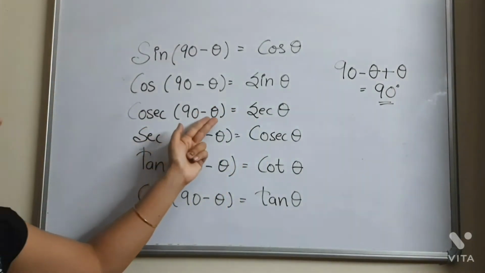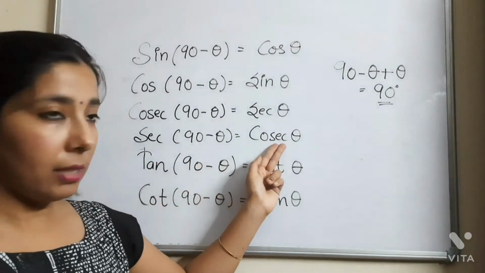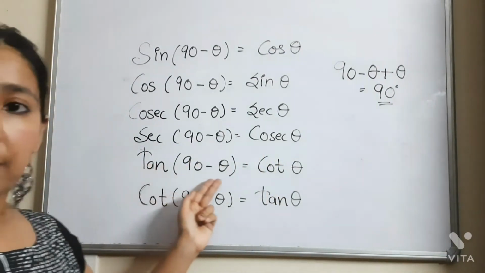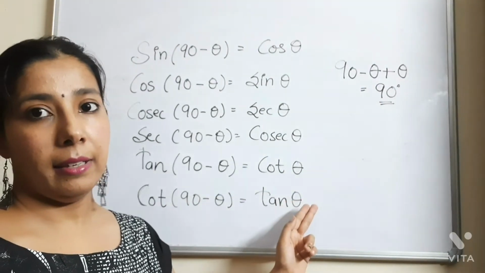And cosecant 90 minus theta will be secant theta. And secant 90 minus theta will be cosecant theta. Tan 90 minus theta will be cot theta. And cot 90 minus theta will be tan theta.